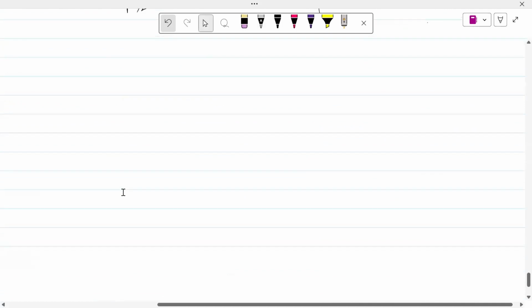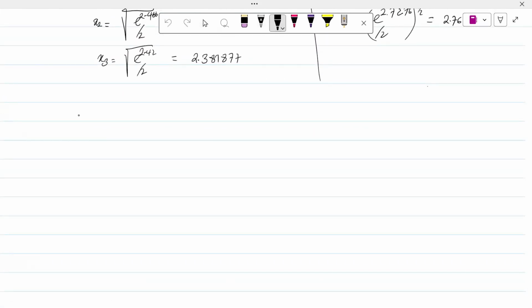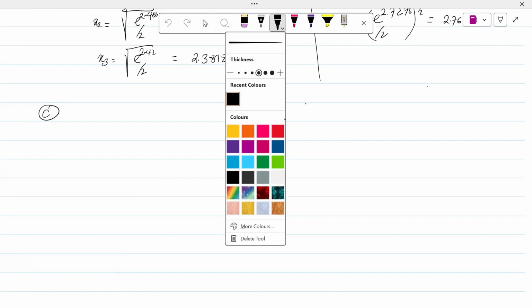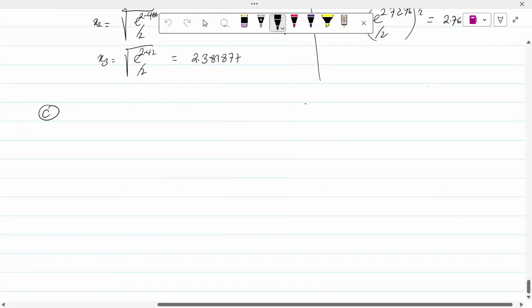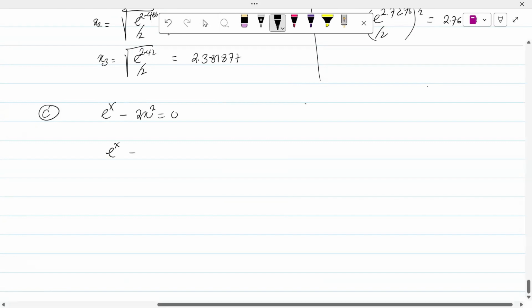So part C, remember, the equation is e to the power x minus 2x squared equal to 0, right? Let's solve for this x now, since we're already done with the other x. Let's solve for that other x. So this will be e to the power x equal to 2x squared, right?